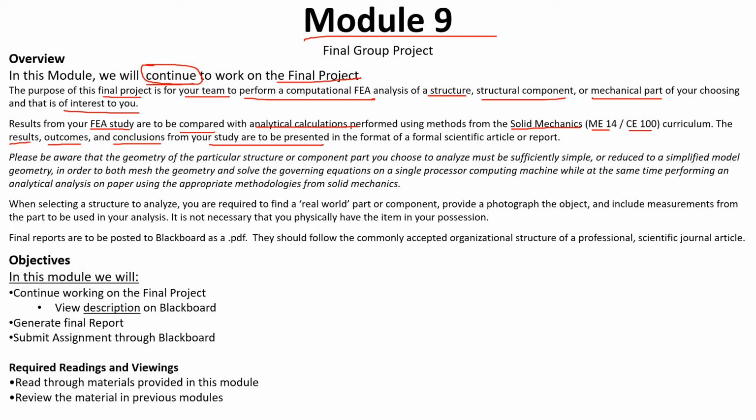Please be aware that the geometry of the particular structure, component, or part that you choose to analyze must be sufficiently simple. You may need to reduce the complexity of it and make it a simplified model in terms of its geometry and its mesh in order to be able to solve this using a single processor computer. By that I mean just your own personal computer, and not having a supercomputer available to you. If you make this very realistic and a complicated part, you may bog down your computer and not be able to solve it. So think about simplifying down the geometry as well as the mesh size so that you can run it on your own computer.